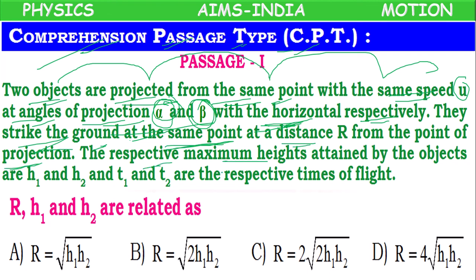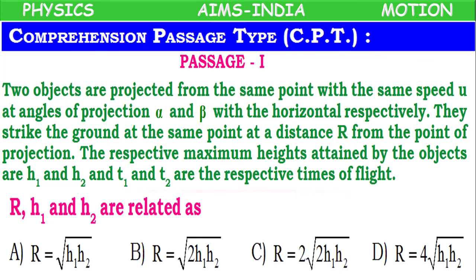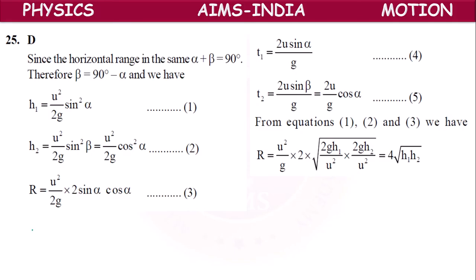The respective maximum heights attained by the objects are h1 and h2, and the times of flight are t1 and t2. The ranges r1 and r2 are both the same. Heights are different, times of flight are different, and angles of projection are different. So then, what is the relation between them that we have to find? The horizontal range is the same.